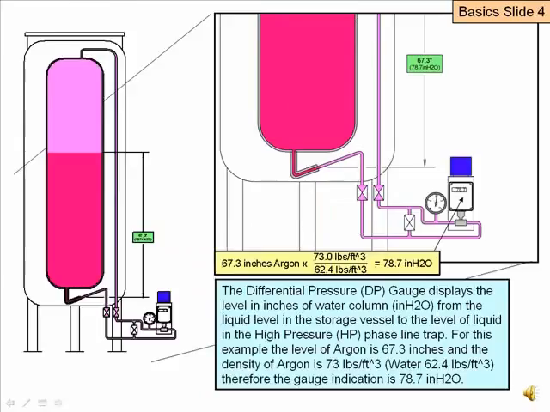This example has a measurement of 67.3 inches of argon above the liquid in the trap. Argon is about 17% heavier than water, and therefore the gauge reads 78.7 inches of water. Obviously, the gas in the top of the tank will add to the total differential pressure, but has been ignored in this example to simplify the explanation.